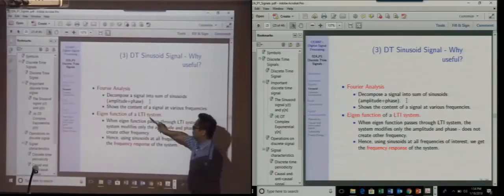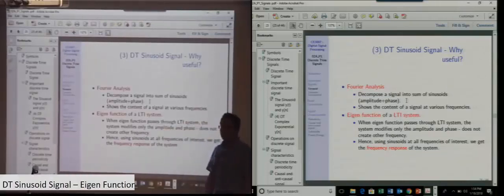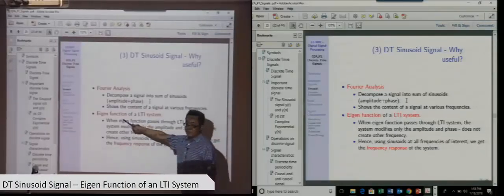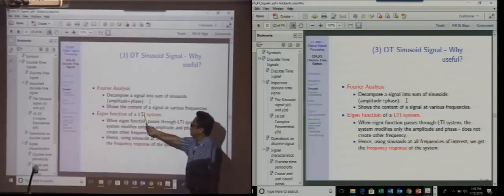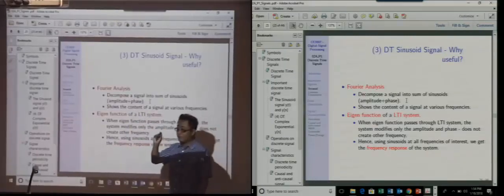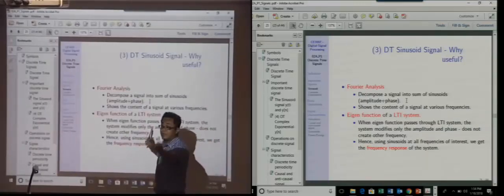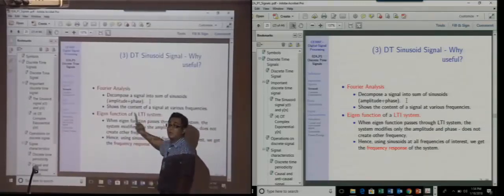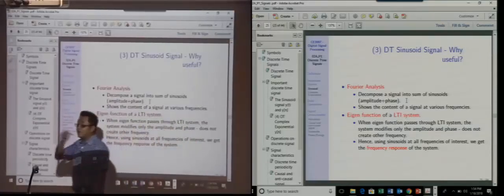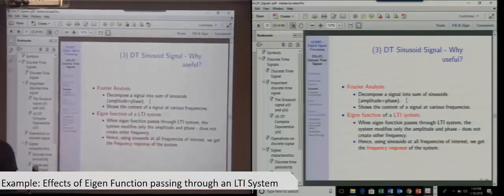Here is another interesting thing. Why are we interested in sinusoids? It is an eigenfunction of an LTI system. We don't know what the system is yet, so just think of it as the continuous time signal that you have learned in the second year. What is an eigenfunction? A function, you know, is something like f of t, f of x. So what is an eigenfunction?